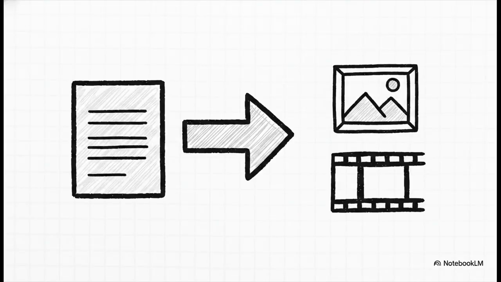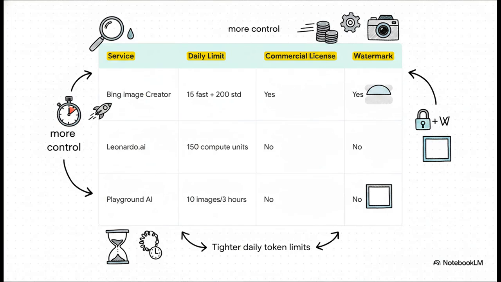Okay, so from there, let's move on to visuals. This is where we take those text-based ideas and turn them into stunning images and really compelling video clips. For images, it is all a game of trade-offs. As you can see, Bing is super generous with its free generations. You can even use them commercially. But, and it's a big but, it puts a watermark on everything. On the flip side, Leonardo and Playground give you more control and no watermarks, but their daily token limits, think of those as your daily creative allowance, are way, way tighter.